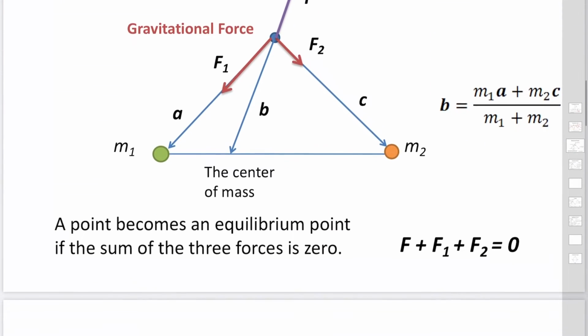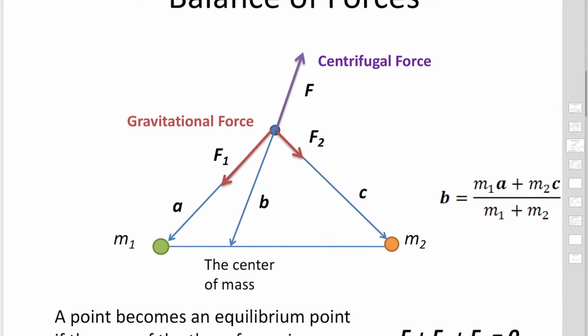Then we would like to consider the equilibrium point out of the x-axis. Then 3 forces are acting on the particle: 2 gravitational forces and 1 centrifugal force. The centrifugal force is anti-parallel to B. B is the position vector of the center of mass. This is the position of the center of mass. And the point becomes an equilibrium point if the sum of the 3 forces is 0.